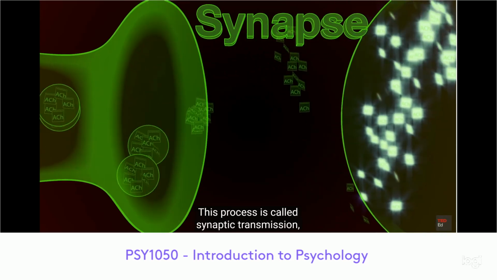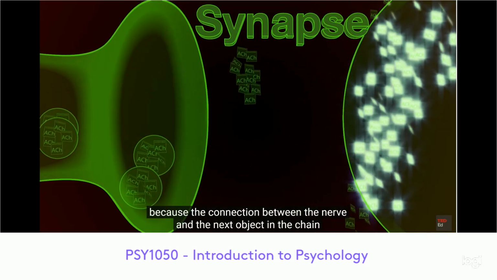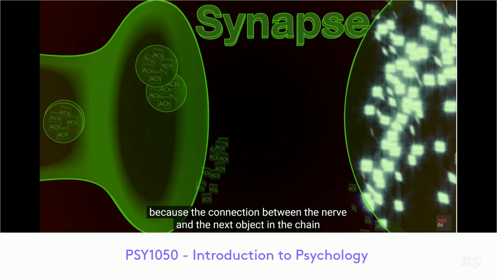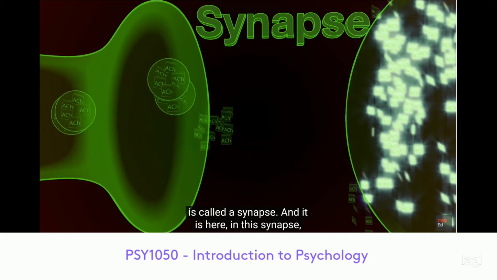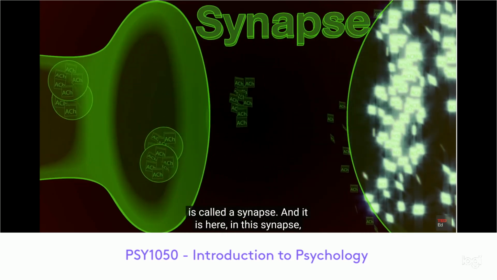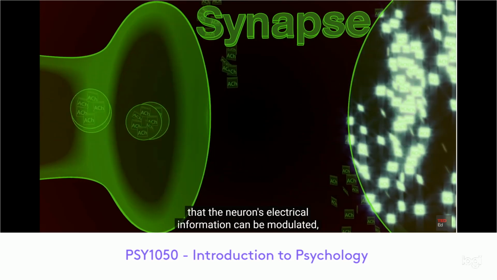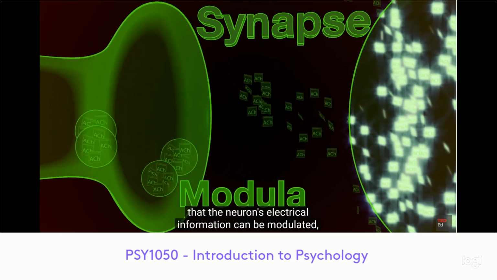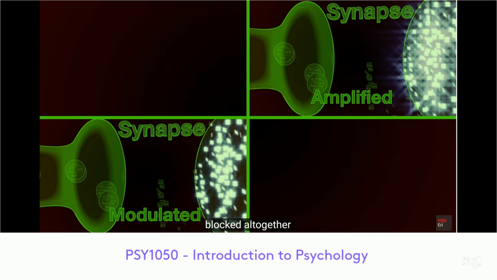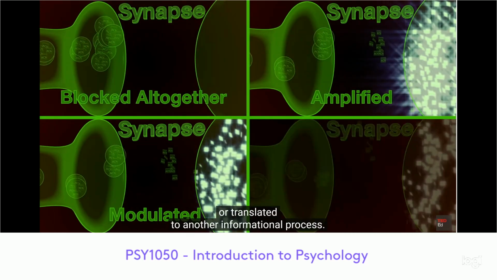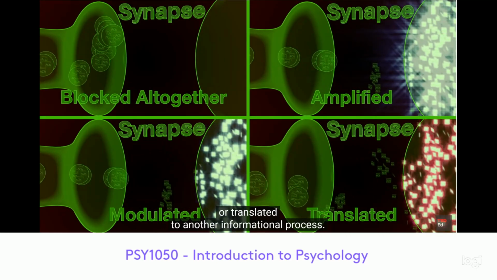This process is called synaptic transmission, because the connection between the nerve and the next object in the chain is called a synapse. And it is here, in the synapse, that the neuron's electrical information can be modulated, amplified, blocked altogether, or translated to another informational process.